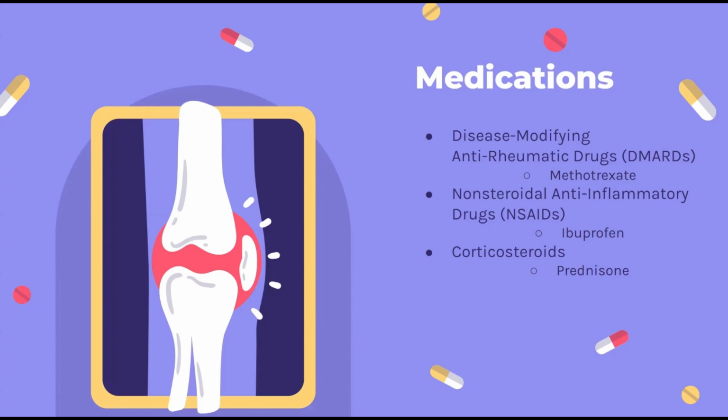DMARDs slow the disease progression and reduce joint damage, and a drug known as a DMARD is called methotrexate, and this is what you would call a gold standard medication. What this means is that this is the first medication that a patient would be put on once diagnosed with rheumatoid arthritis, and this is ideally started within 3 months of diagnosis. Another example of a DMARD is hydroxychloroquine.